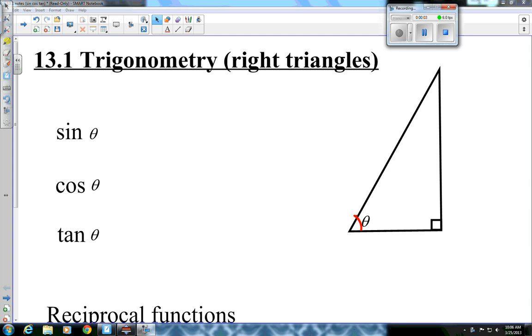14.1 trigonometry. We're going to deal with right triangle trigonometry to start with. We will eventually move into trigonometry that goes with any triangle, any angle.